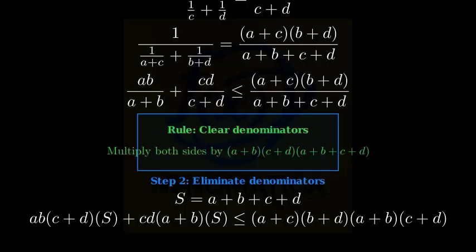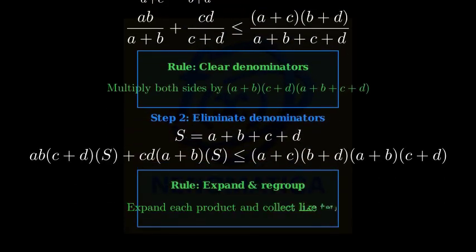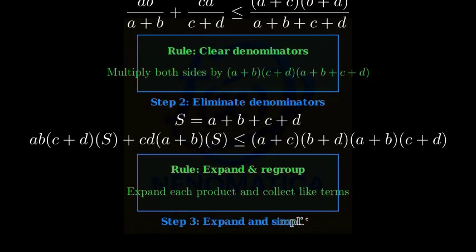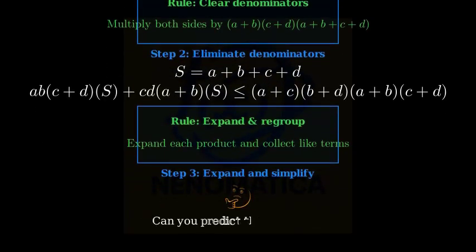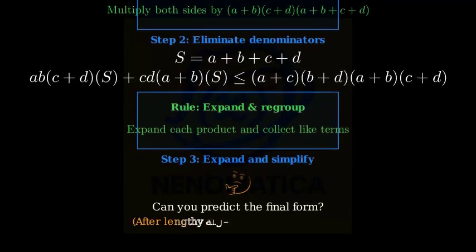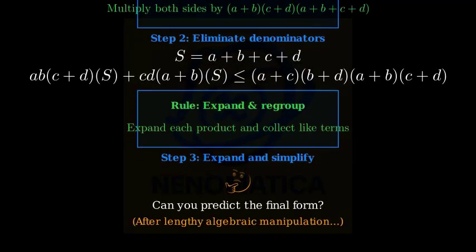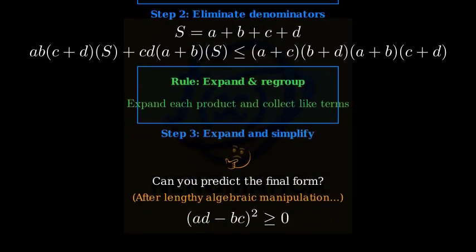Now comes the challenging part. We need to expand all the products and collect like terms. This will involve multiplying out several expressions, which leads to many terms. Think for a moment. Can you predict what our final result might look like? After careful expansion and cancellation of identical terms on both sides, we can reduce the inequality to a much simpler form. The difference between the right side and the left side equals ad minus bc, quantity squared.